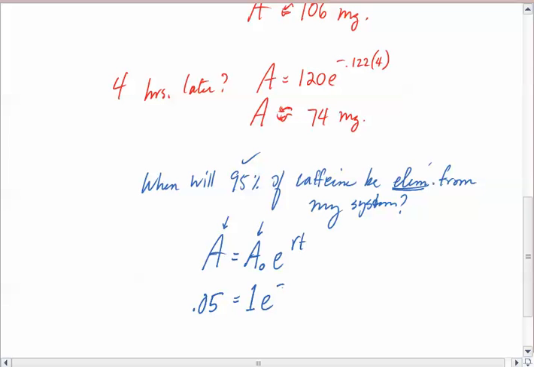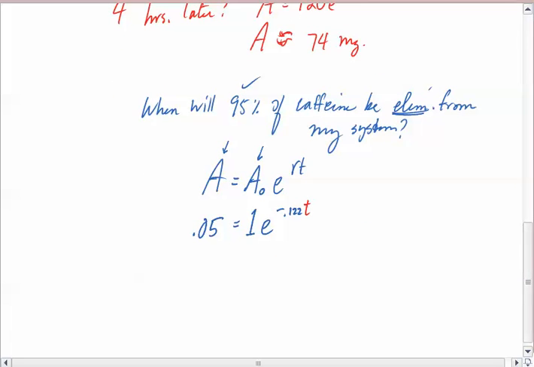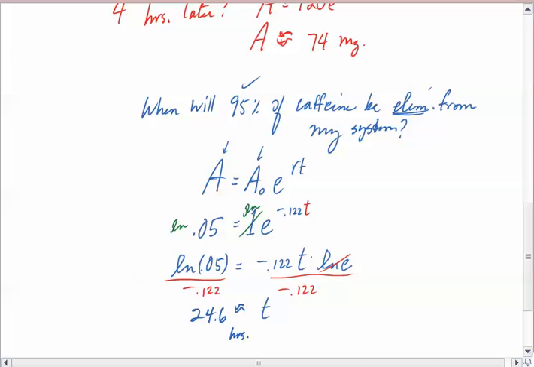Okay, so let's take a look. There's negative 0.122, and the question I'm asking is about t, when. Trying to save some time here. So when will 95% of the caffeine be eliminated from my system if I drank a cup of coffee with 120 milligrams of caffeine? I've placed the rate that we found from the half-life, and I'm looking for the amount of time it takes the initial amount to become just 5% of what I started with.